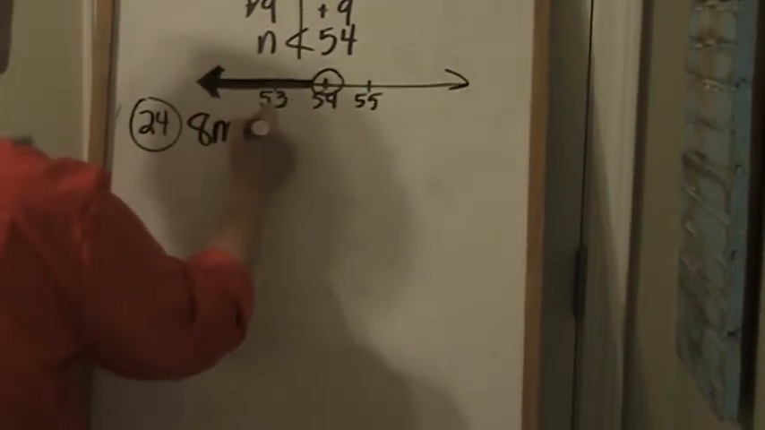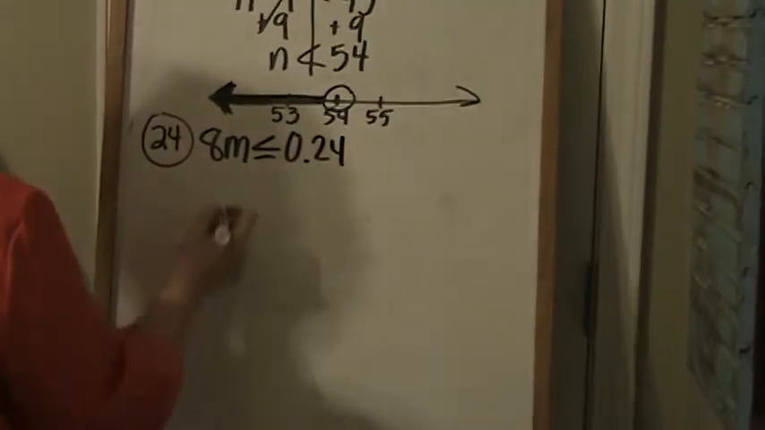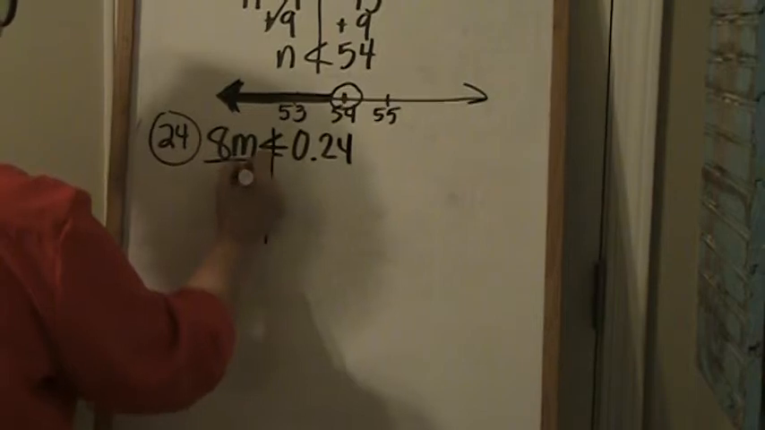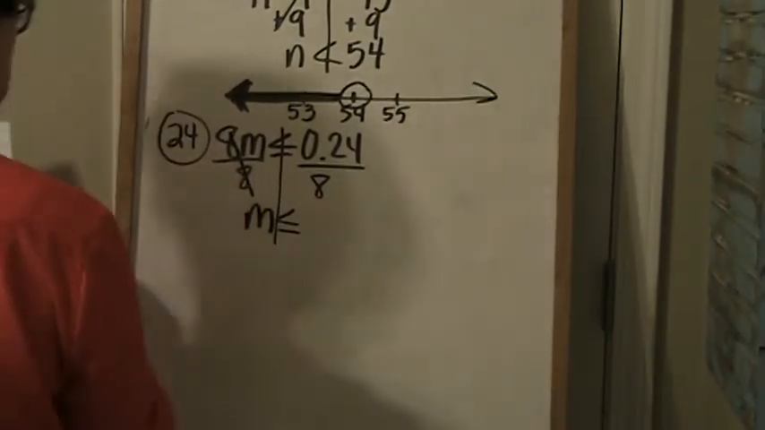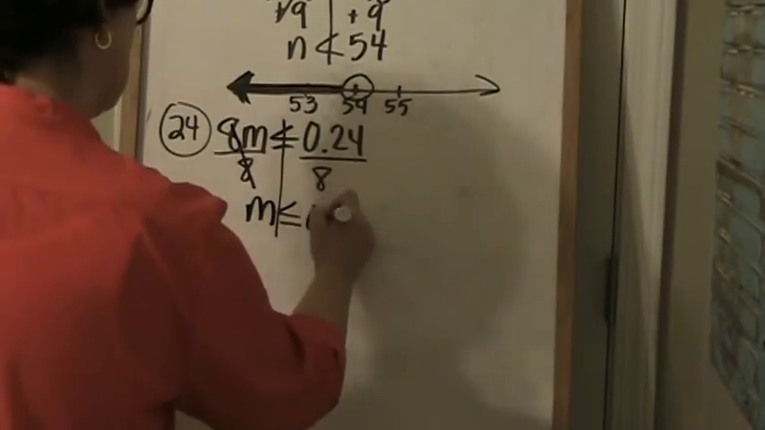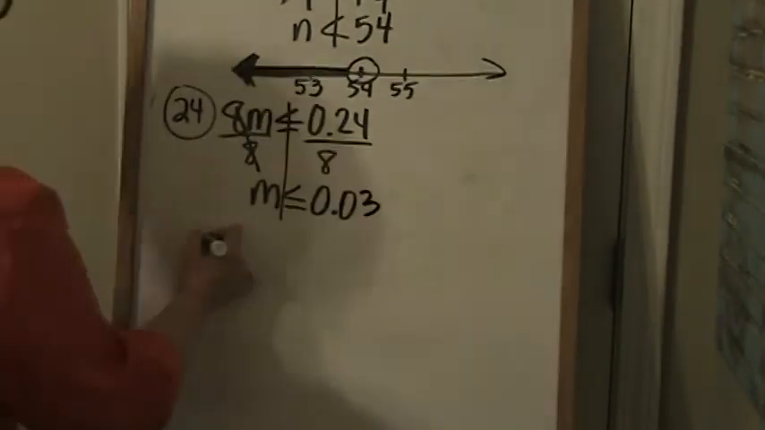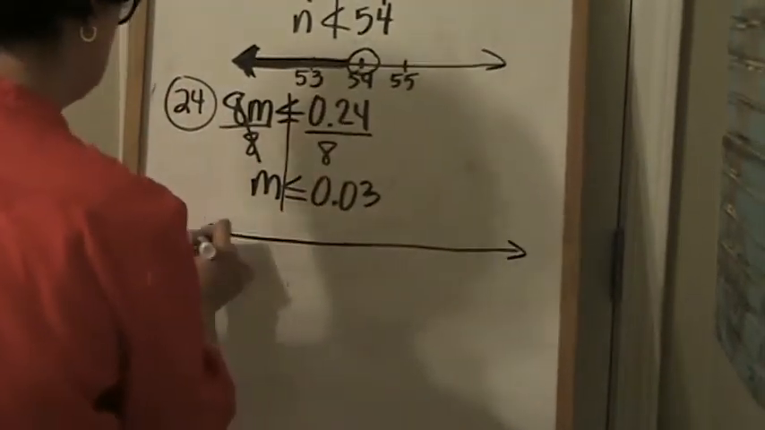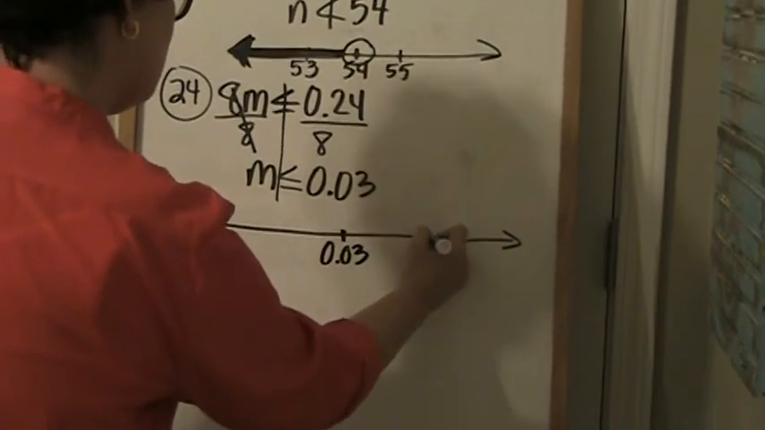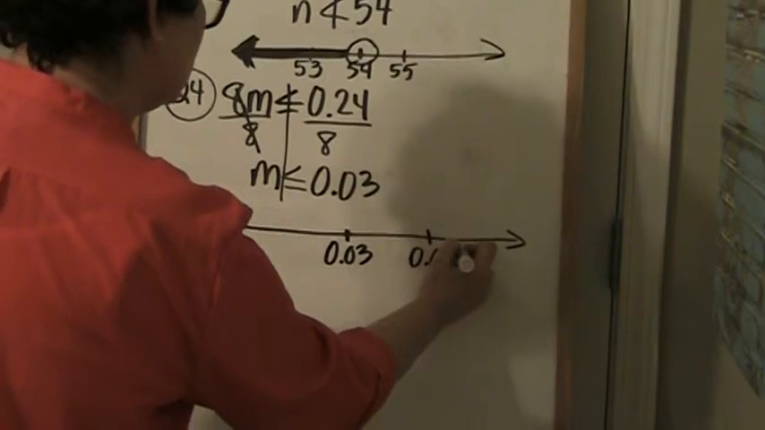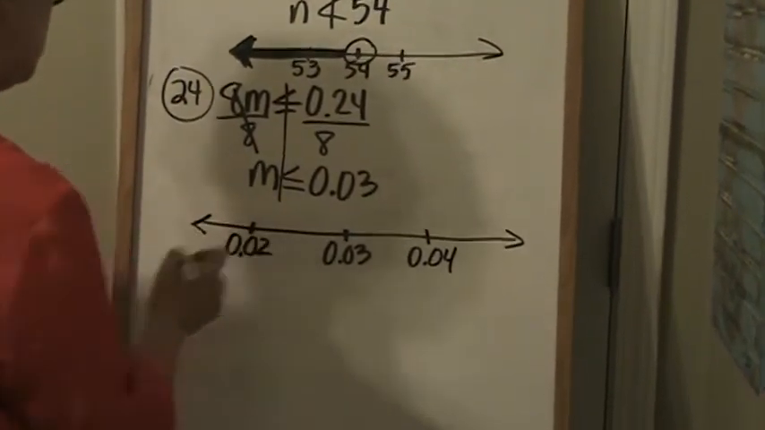8m is less than or equal to 0.24. There's our decimals. Divide by 8, both sides. M is less than or equal to, and our answer comes out to be 0.03. Okay? In order to graph this, what I would do is put that there, and then over here I would put 0.04, and then over here I would put 0.02.